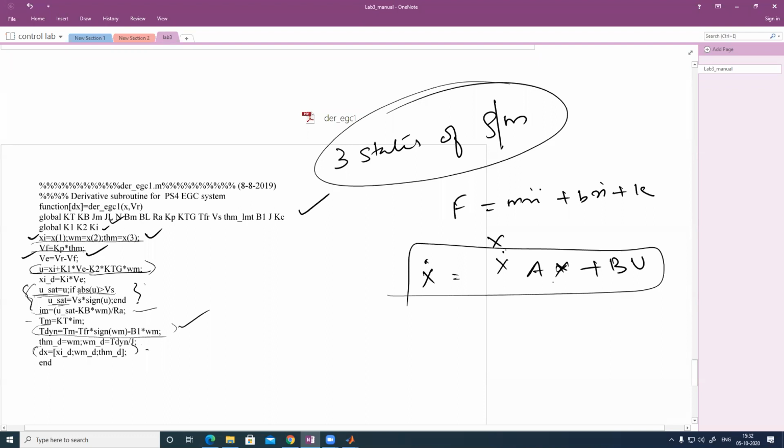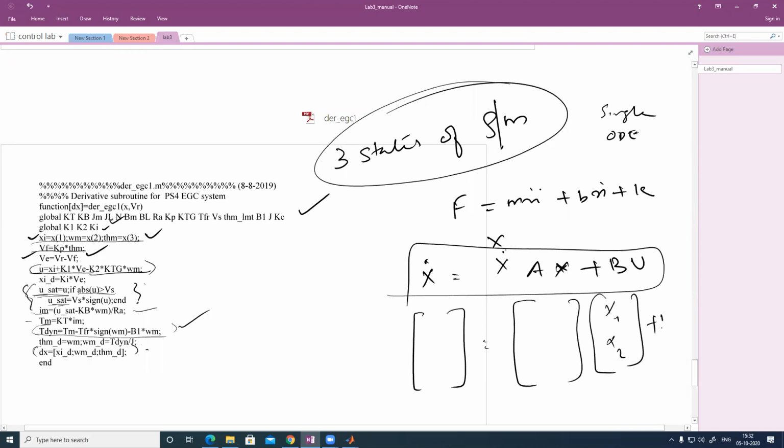So it is converting everything into single ODE functions. It will be a vector x dot, and A will be a matrix, and x1, x2, and B into u. This one is the states. So this is simple only. Like that we are converting everything into state equations.